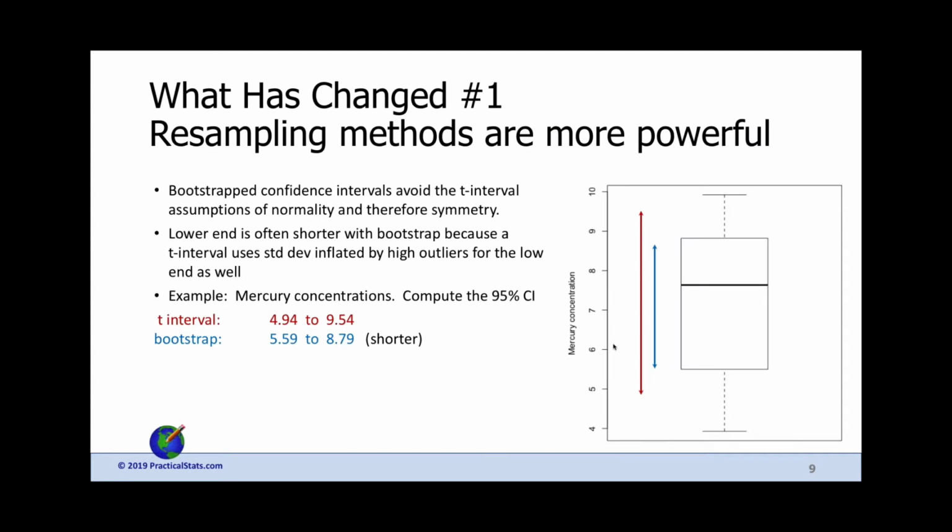Here's just a picture of the bootstrapped confidence interval that's in the blue on the graph to the right, and the old t-interval that's in the red. You notice the bootstrap interval is a lot shorter. That's another way of visualizing the difference in power. That the shorter is better. It can do, with the same amount of data, a better job of showing where the mean might lie.